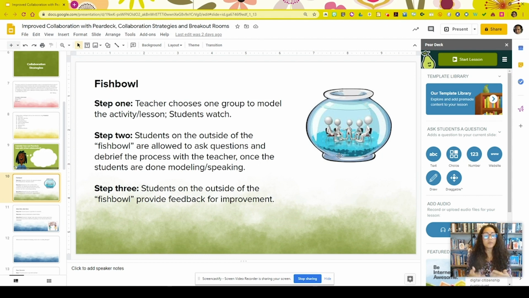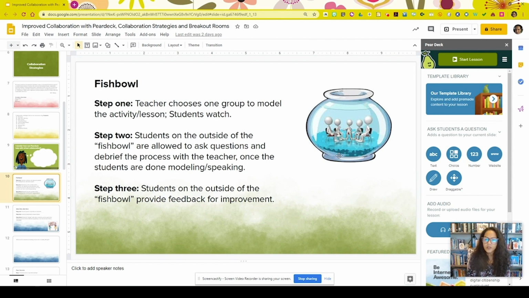And then once that debrief has happened, the students who are done with the modeling or whatever, they can now move on to the outside and provide feedback for a new group of students. So there are a few ways you can use this. The students on the outside, after the debriefing, can provide feedback for the students who are on the inside. But usually the way I've seen it done is that the students on the outside move in and then they contribute to what was done, or they improve what was done based on the feedback or the debrief.